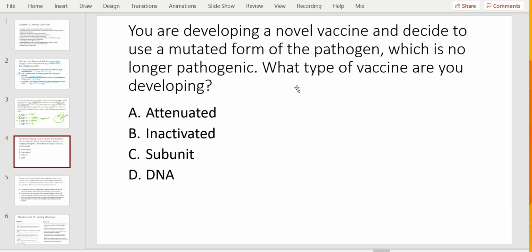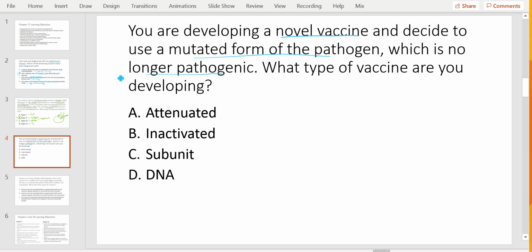This chapter also had information on doing the vaccines and what vaccines are, so that's what the next couple questions are going to look at. Okay, so we're developing a novel vaccine, and we're going to use a mutated form of the pathogen, which is no longer pathogenic. So we don't know what type of vaccine this is. So again, a lot of this chapter is terminology, just understanding what the different types of vaccines actually are.